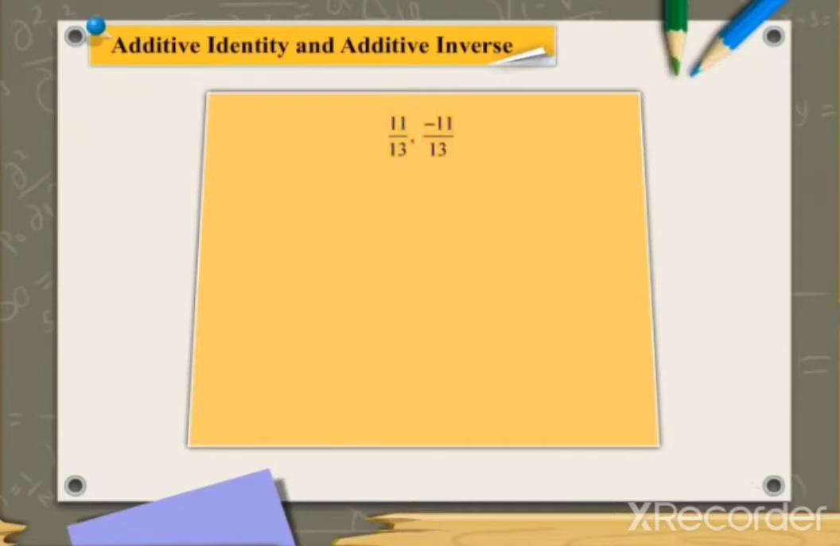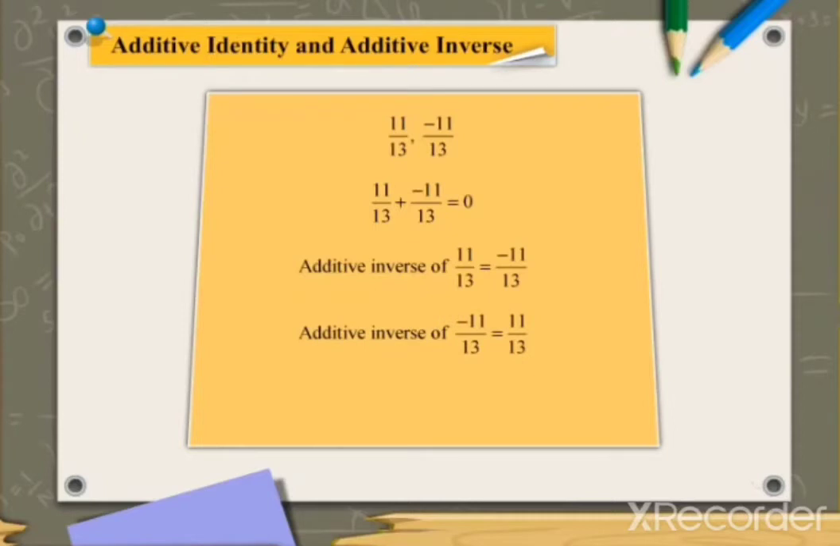Look at these two rational numbers. On adding these, we get 0. So, minus 11 upon 13 is the additive inverse of 11 upon 13, and 11 upon 13 is the additive inverse of minus 11 upon 13. Thus, we can say that a rational number minus a upon b is the additive inverse of the rational number a upon b.